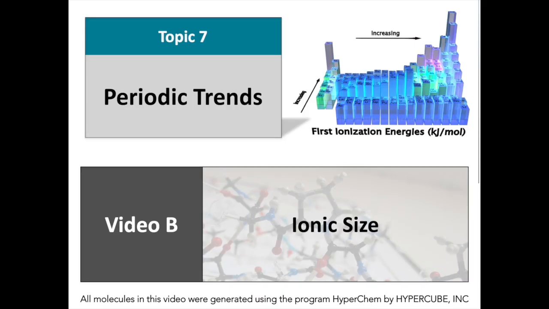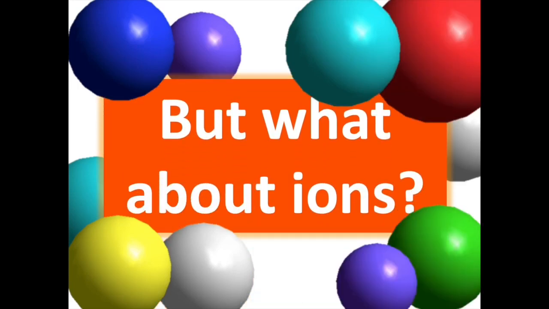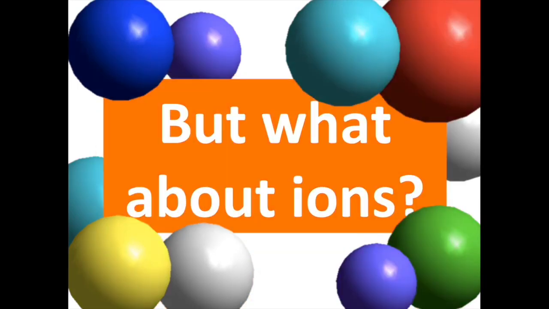Good morning, students. This is topic 7, video B, ionic size. We have learned to use fundamental electrostatic arguments to rationalize atomic size. But what about ions? Can we use the same logic to estimate sizes of ions? After all, ions are nothing more than charged atoms.